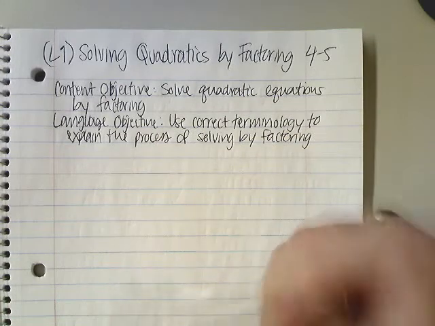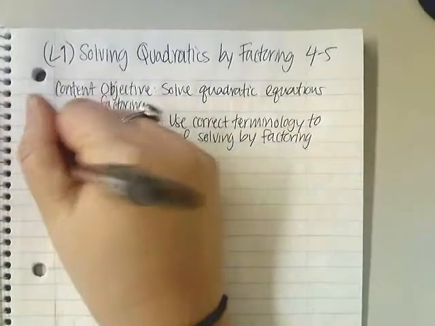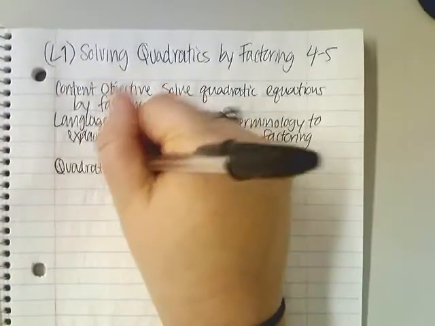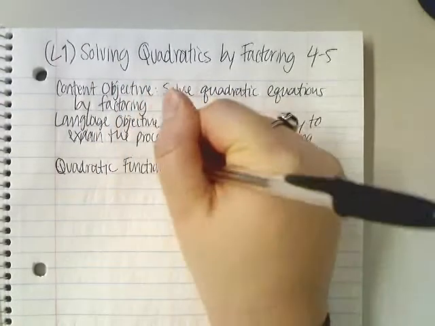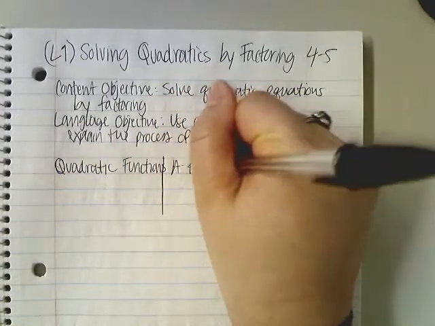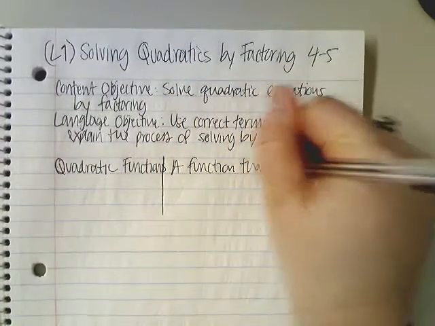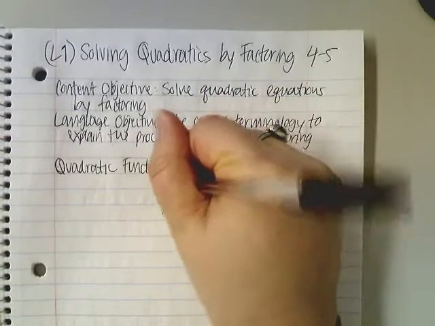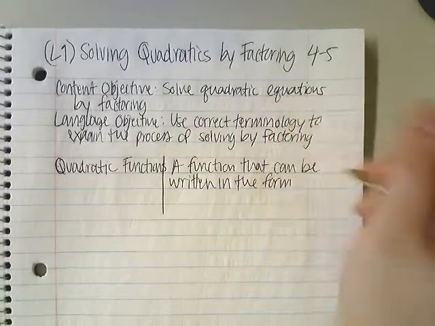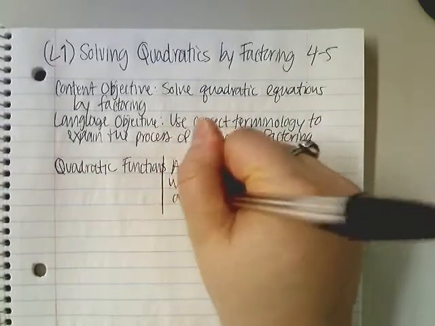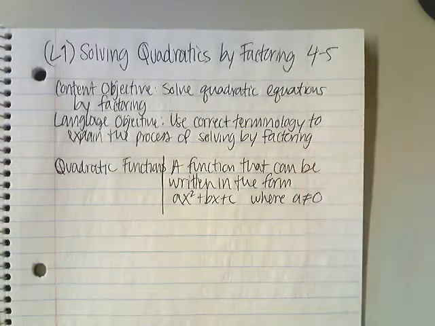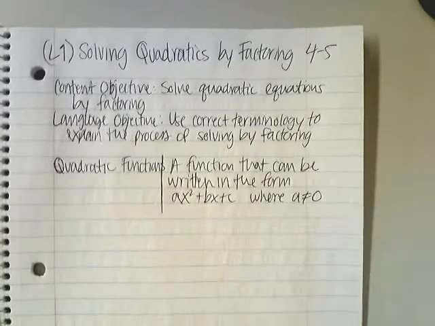So I want to back up and give you some of the vocab we need to talk about these things. This unit is focusing on quadratic functions. And so a quadratic function, singular, is a function that can be written in the form ax squared plus bx plus c, where a is not equal to 0. So it's when there's an x squared, it can be written in this form.